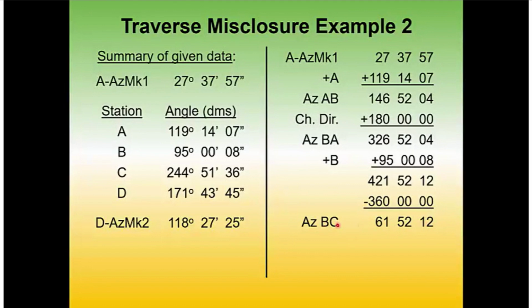Now we have the azimuth from B to C. We want to continue with the process. The process says that we must get the back azimuth of this line. So to get the back azimuth, we either add or subtract 180 degrees, such that the forward azimuth is between 0 and 360. We can see that adding 180 gets us around 240. And so we definitely want to add the 180 degrees to the previous azimuth. To get the azimuth from C to B, it is now simply 241 degrees, 52 minutes, and 12 seconds.